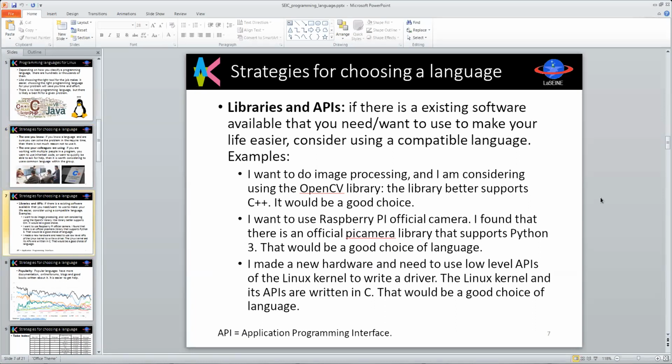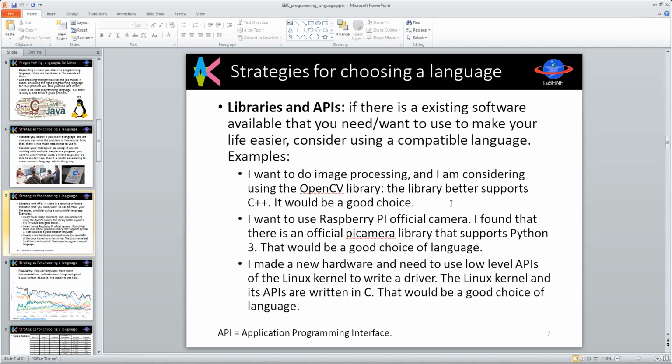I think the single most important strategy you should use with a single board computer is first looking for libraries and APIs, or to make this easier to understand, existing software. If there is existing software you'll find on the internet that you need or want to use to make your life easier, then you should consider using a language compatible with that software. I took three real examples of what would be a good choice of language. Let's say I want to do image processing, and I search the internet and realize that the OpenCV library is a very good choice of software to help me solve my problem. Then I should look at what this software supports, and the better supported language is C++. So in that case, I would consider C++ to be a good choice of language.